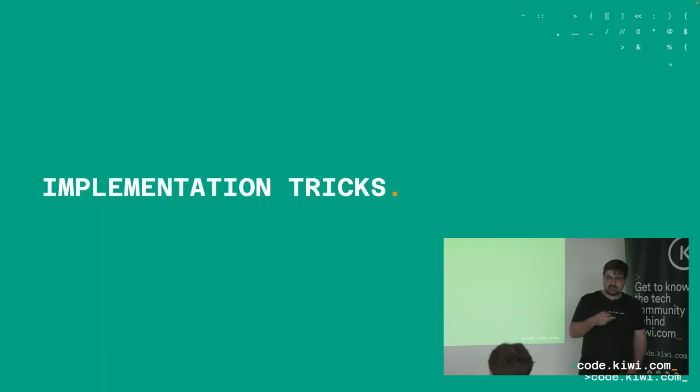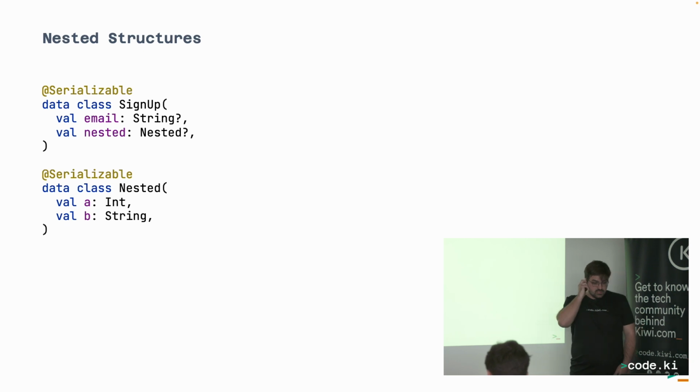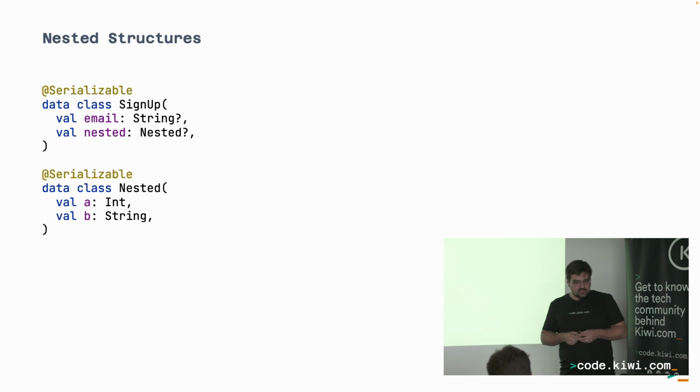So let's talk about some implementation tricks. And the first one is nested structures. Since we are using Kotlin serialization, we can be powered by it in a way that even nested classes are supported, not only some simple strings or primitive types, but you can use a nested class. The only requirement is to make the nested class also a serializable type.